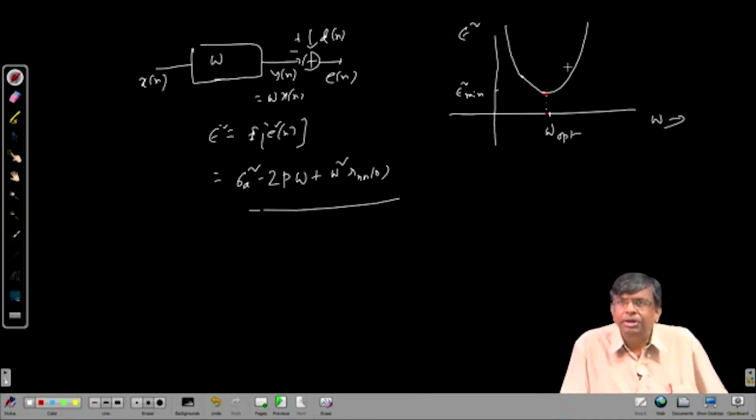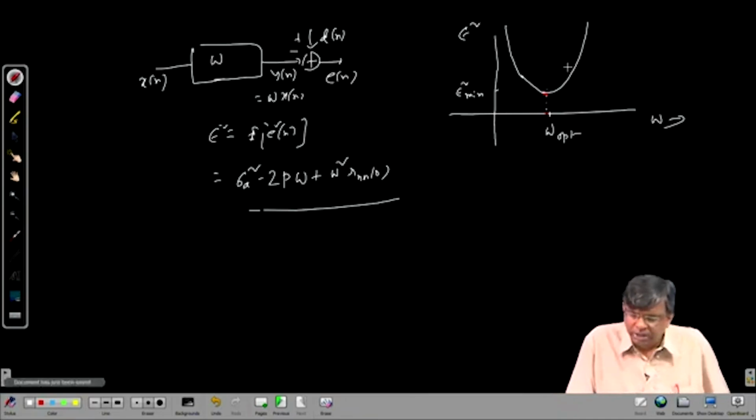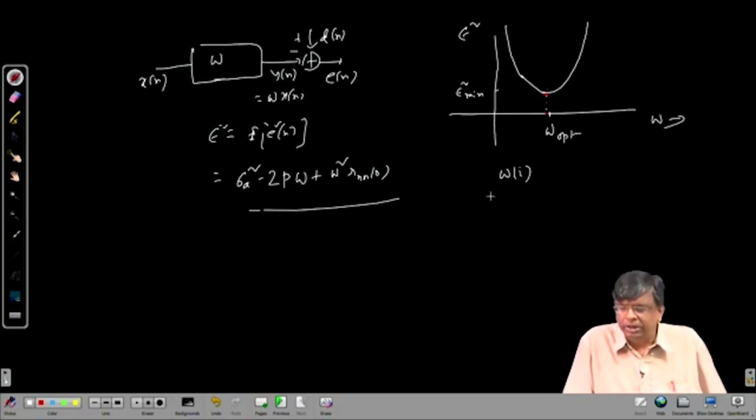Now, suppose I am running an iteration, and at the ith iteration I have got a coefficient w i. It can be either to the right of w opt or to the left of it. I am not assuming this is equal to w opt, because then I am already at the solution. So, that is a trivial case. So, let us suppose it is on this side. At the ith step of iteration, I got some estimate of w opt, that is w equal to w i, which in this case is to the right, though it could have been to the left. As an example, I am taking the right.